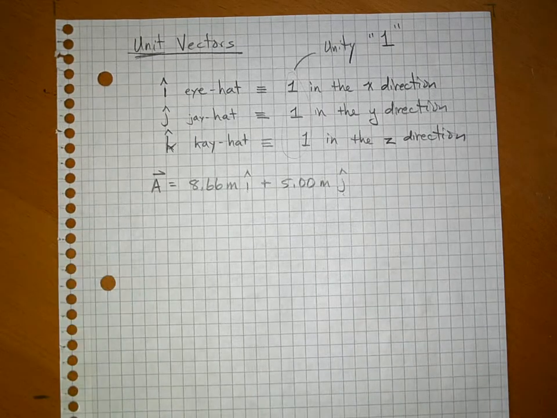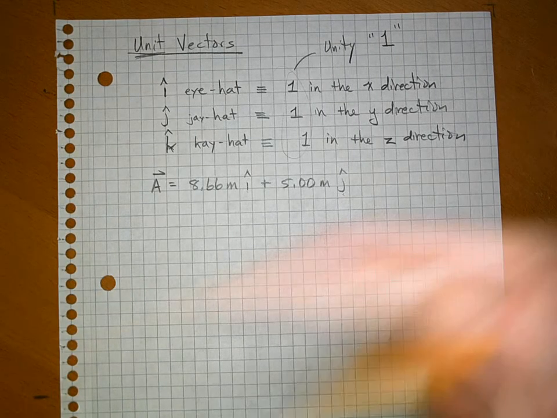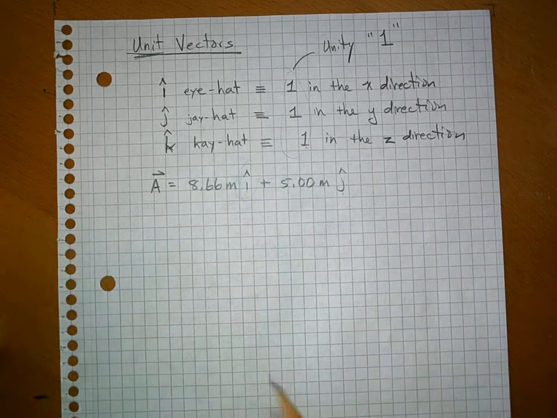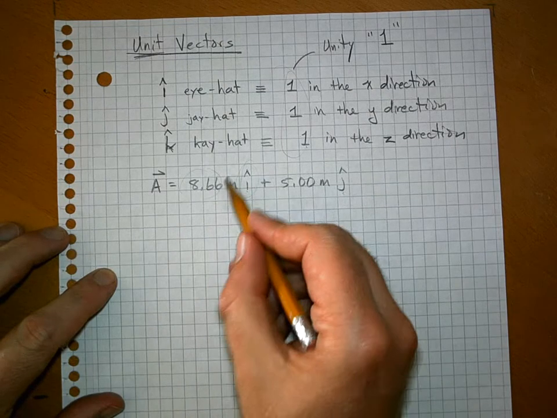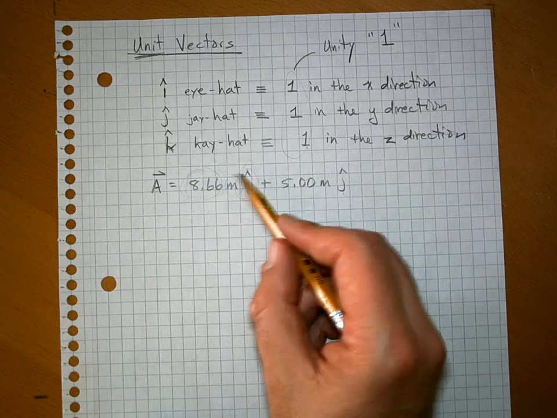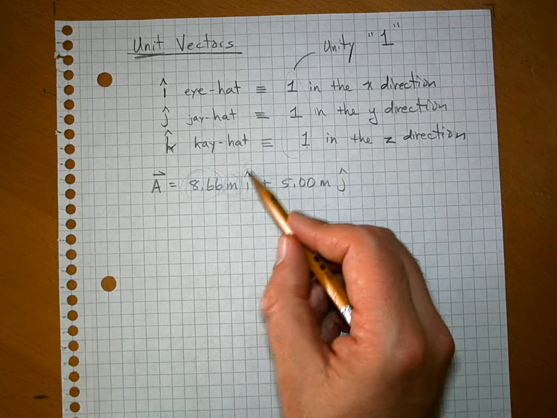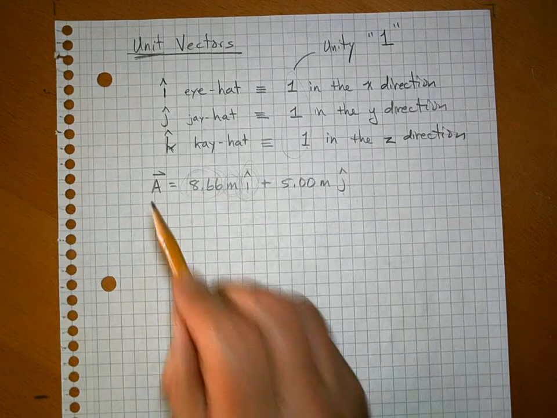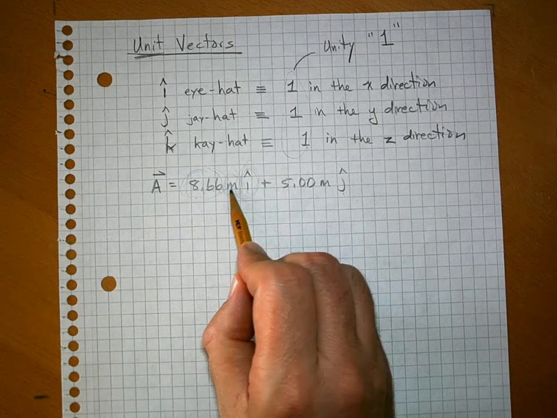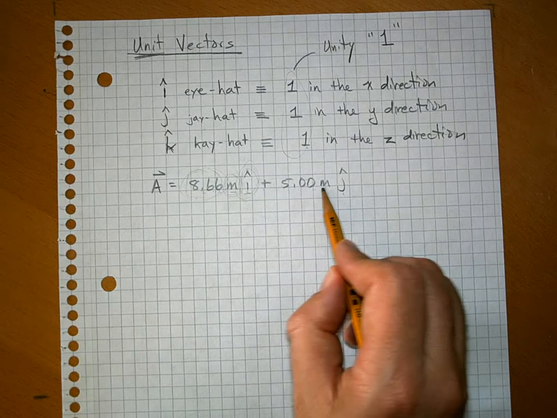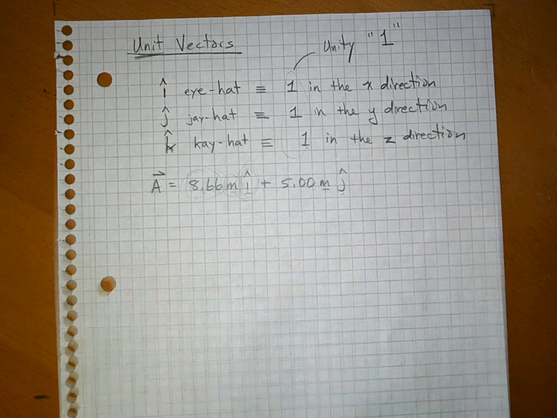Okay. Now, we put the 1 in there because you treat this I hat as if it is a factor. That is, you're multiplying this times this times this, right? This is the value, this is the dimension, and this is the direction, and we're kind of multiplying them all together. 8.66 meters in the x direction. We're going to add that to 5.00 meters in the y direction.